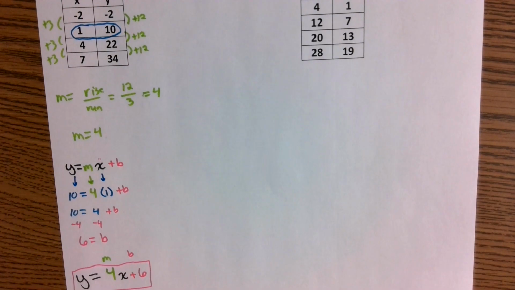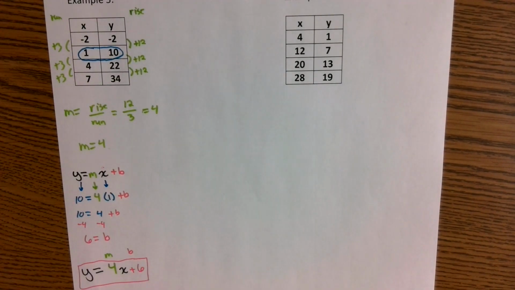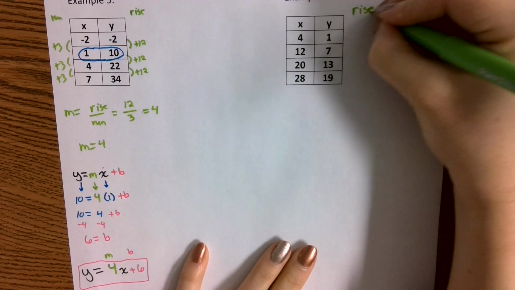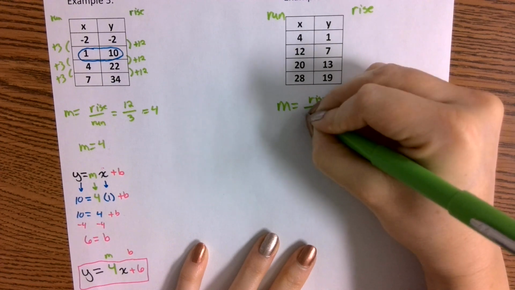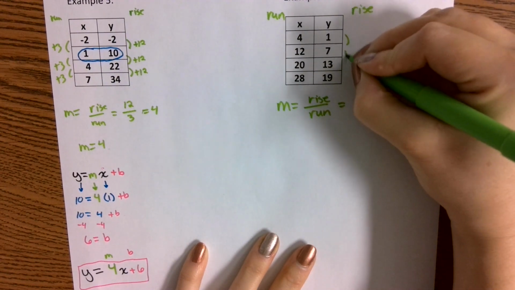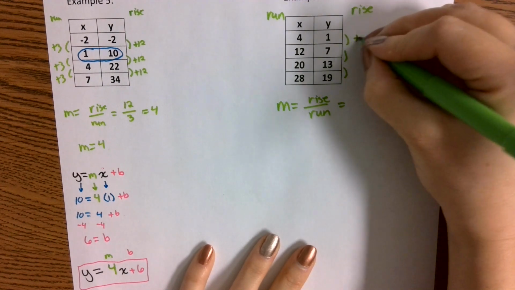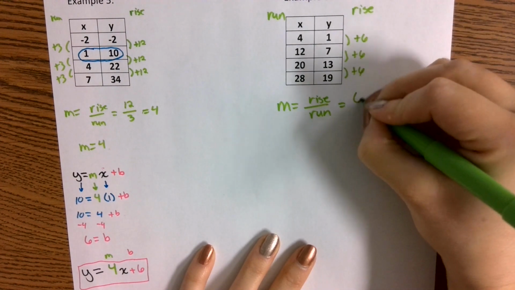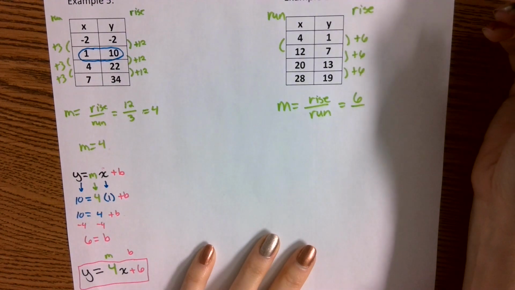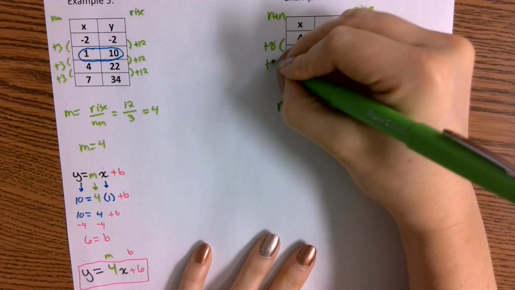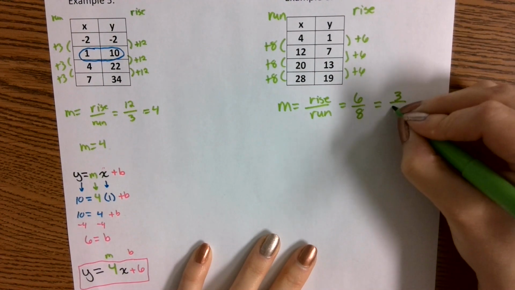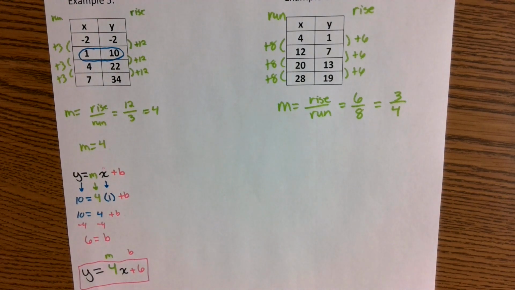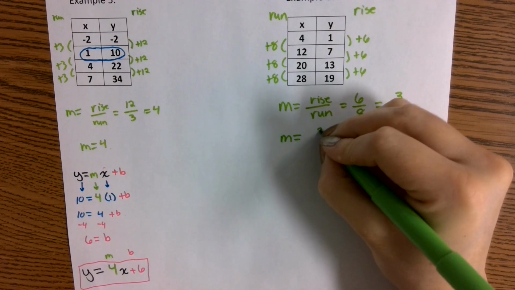We have (4, 1), (12, 7), (20, 13), and (28, 19). The first thing I'm going to do is find my rise over my run for my slope. What's my rise? 6. My rise is plus 6 each time. What's my run? Plus 8. Good. Plus 8 every single time. So it's going to be 6 over 8, which simplifies to 3 over 4. So there's my slope. My m is equal to 3 over 4.